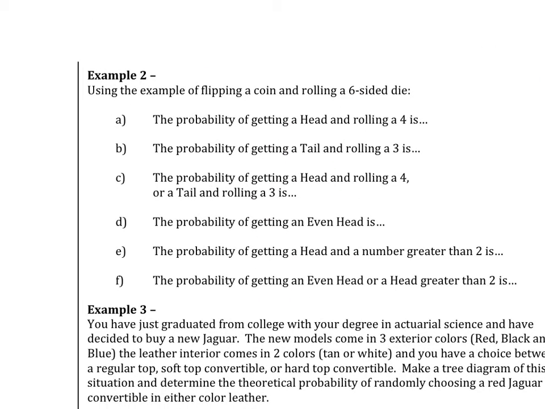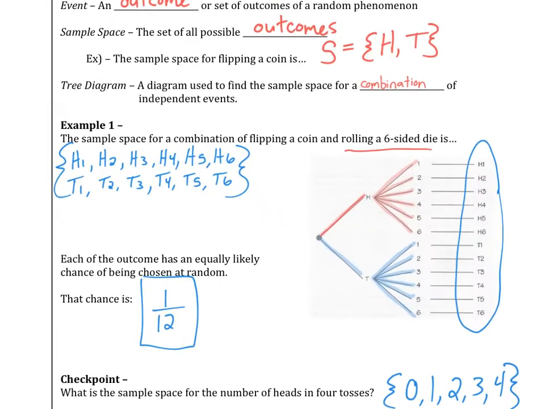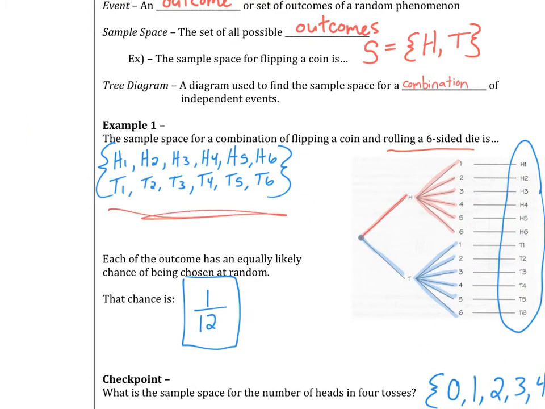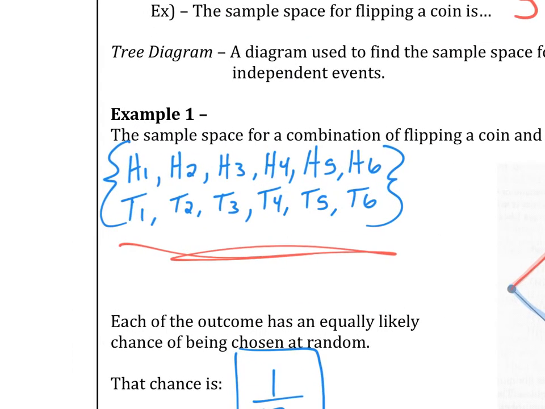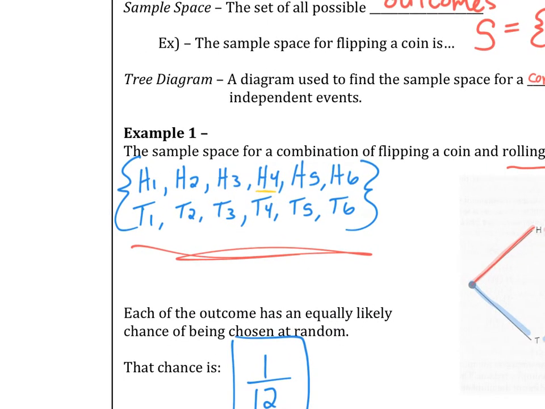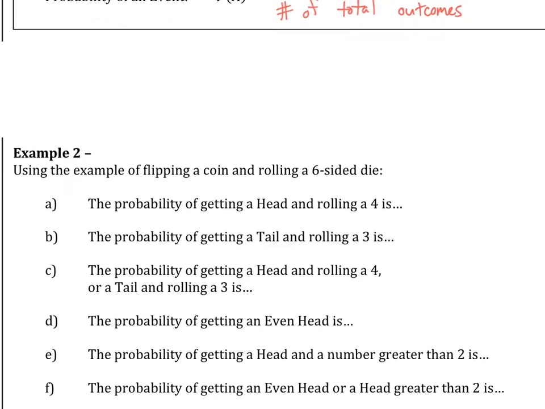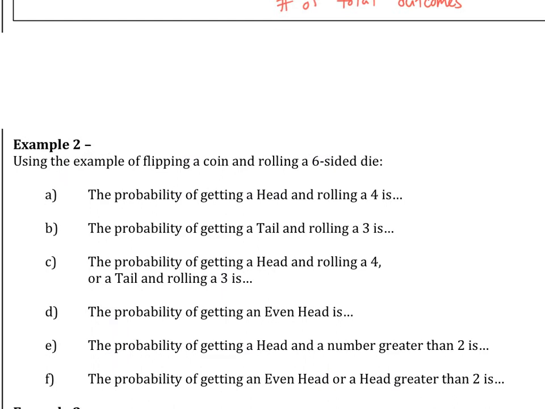So in example 2, it says, use the example of flipping a coin and rolling a 6-sided dice. So these possible outcomes right here. It says, what is the probability of a head and rolling a 4? So if you look up here, how many heads with a 4 do we have? That would be 1. Right here is the only heads with a 4. So that'd be one possibility, the H4. So heads and rolling a 4 would be 1 out of 12.